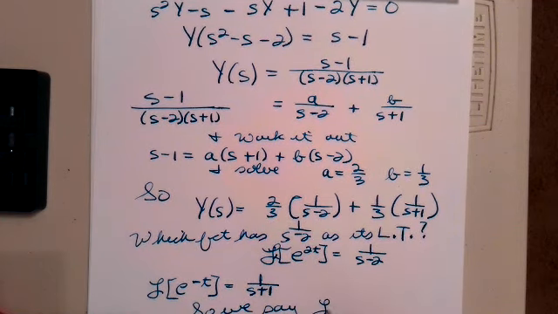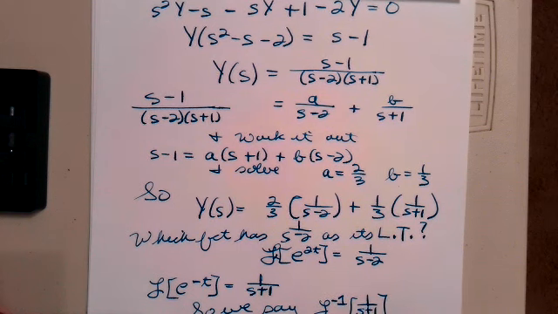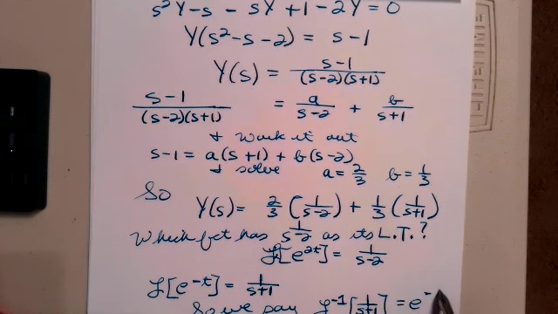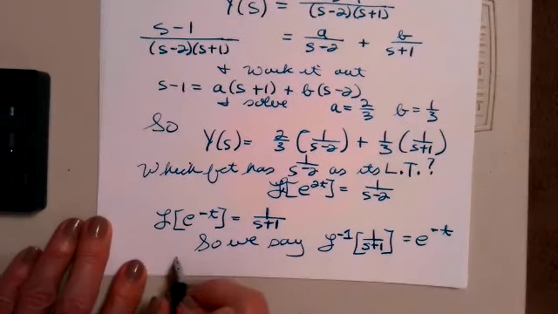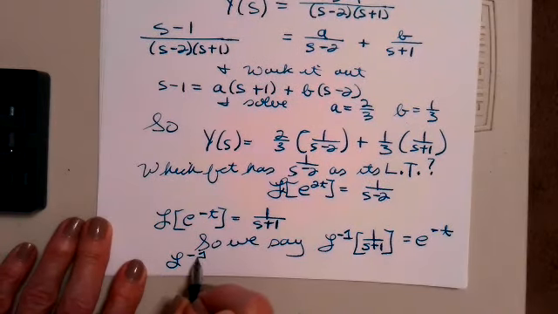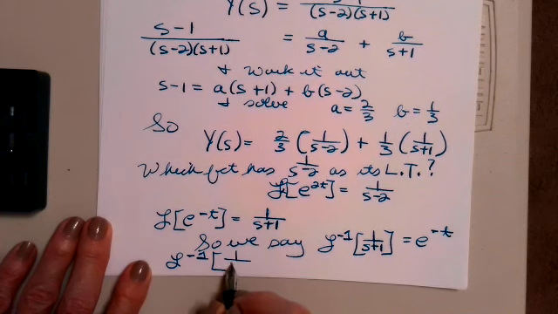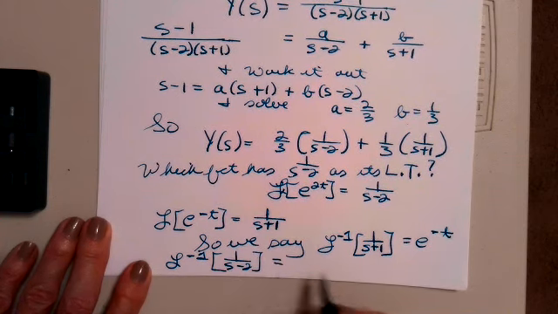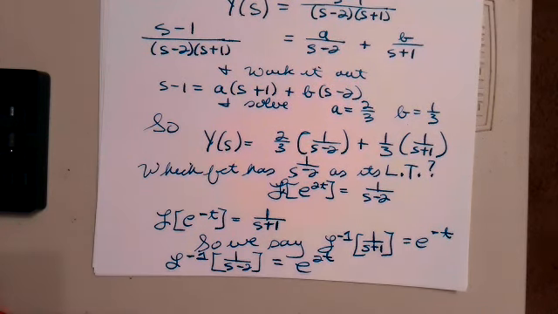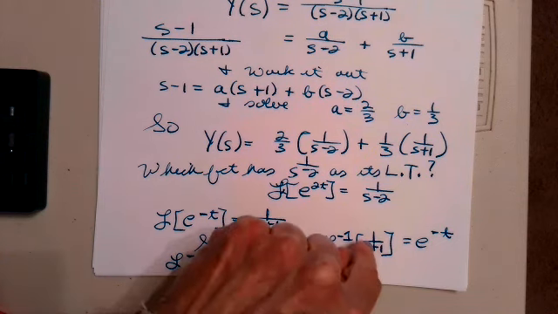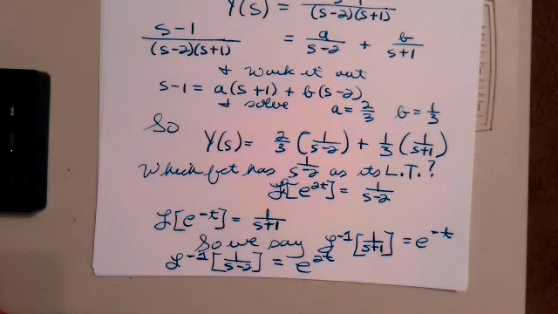Okay, so we say the inverse Laplace transform, that is, you ask the question, which function has the Laplace transform 1 over s plus 1, that's e to the minus t. And which function has the Laplace transform 1 over s minus 2, that's e to the 2t. So L inverse means the inverse Laplace transform. In other words, the function whose Laplace transform is what's inside. Okay.